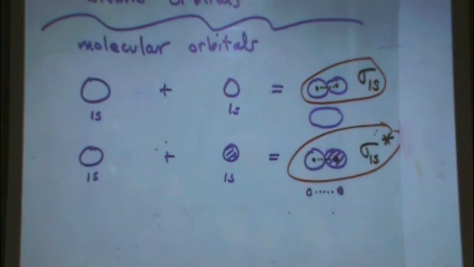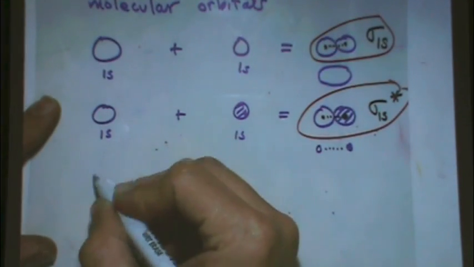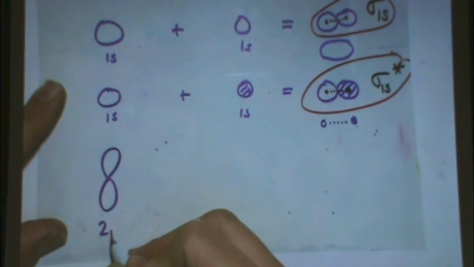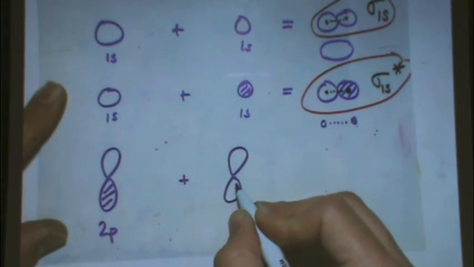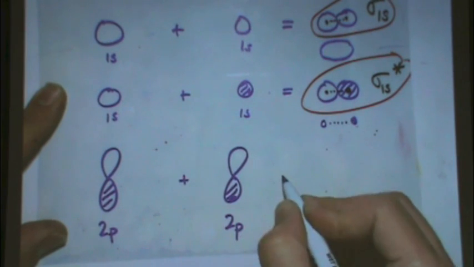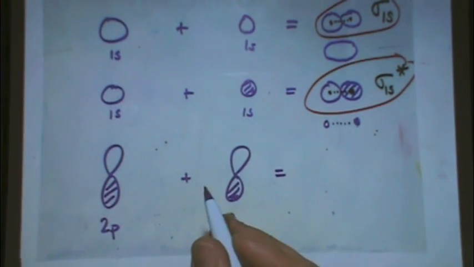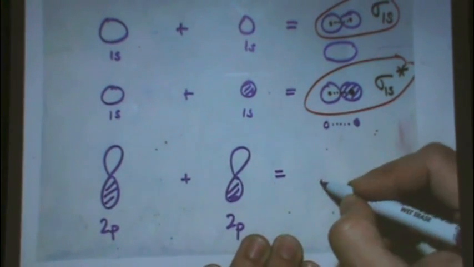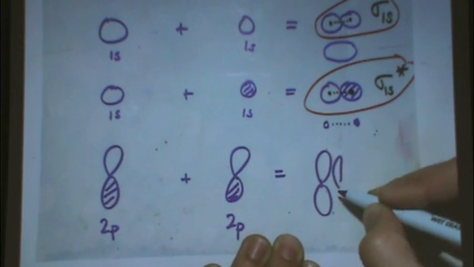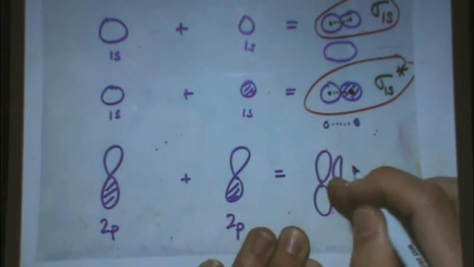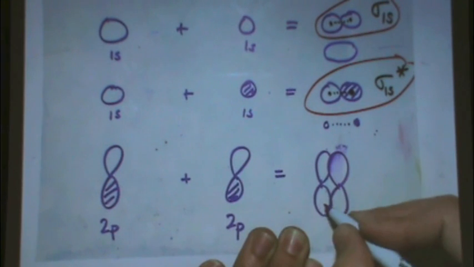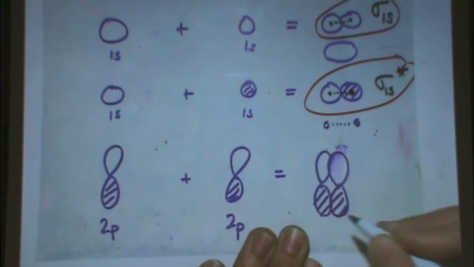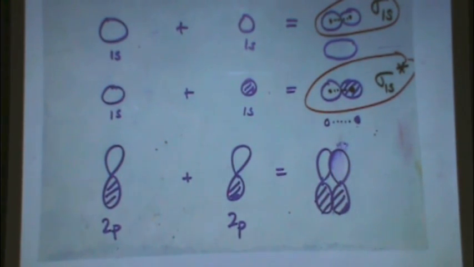Okay, let's try another one. Let's try a p orbital. Here's a 2p. Here's another 2p. I'm adding 2 atomic orbitals. I'm about to make a molecular orbital. Right here. There we go. I just dropped those 2 atomic orbitals right next to each other.